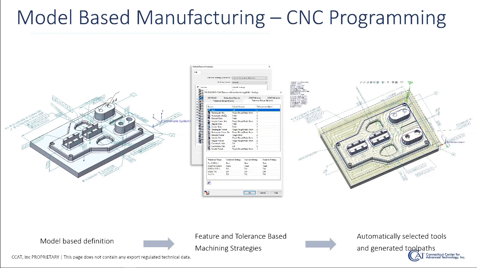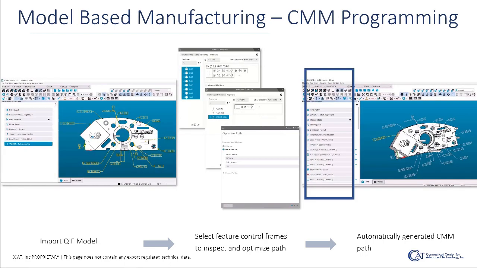And so when the data actually sees the model-based definition, because it's a digital data set, it pushes it through all of the strategies that you set up, and it's able to automatically generate the NC code. Again, another inherent benefit of having a system set up that can ingest digital data. Another one here is CMM programming.